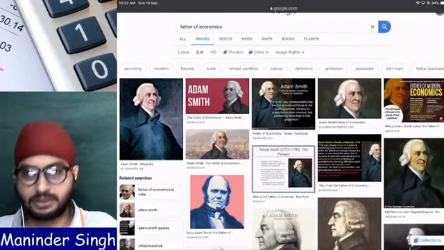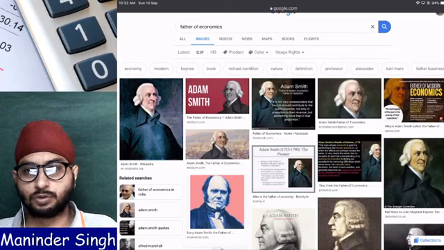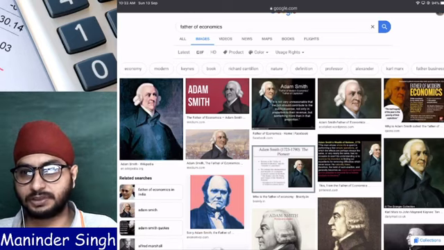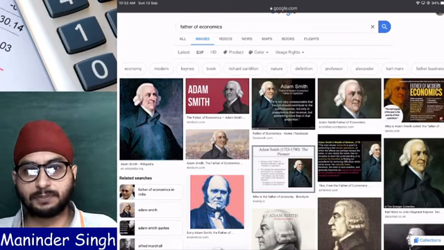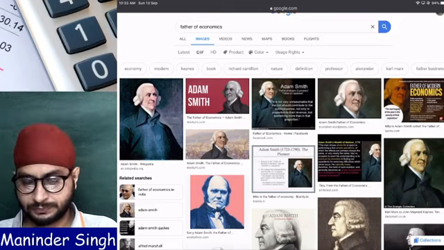Whose name are you seeing here? Whose name are you able to see here? I just typed "father of economics." Everywhere you are able to see only one person's face. Adam Smith, sorry, Adam Smith. You are able to see Adam Smith. So who is the father of economics according to Google?